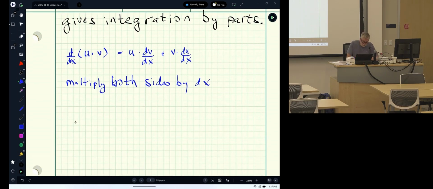And you wind up with d of the product of u and v is equal to u times dv plus v times du.